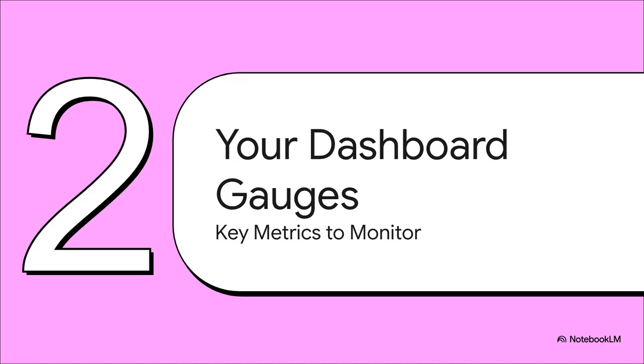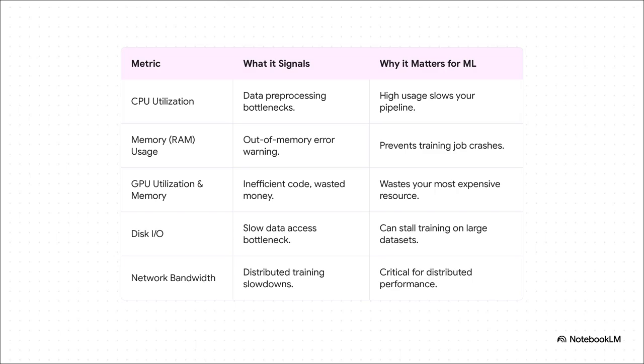So, if monitoring gives us this awesome dashboard, what are the most important gauges that you need to be watching? What really matters? Okay, here are the absolute core metrics. First, CPU utilization. Is your CPU constantly maxed out? That's a huge signal that maybe your data preprocessing is the real bottleneck, not your model training. See your memory usage creeping up and up? That is your early warning sign before a catastrophic crash.